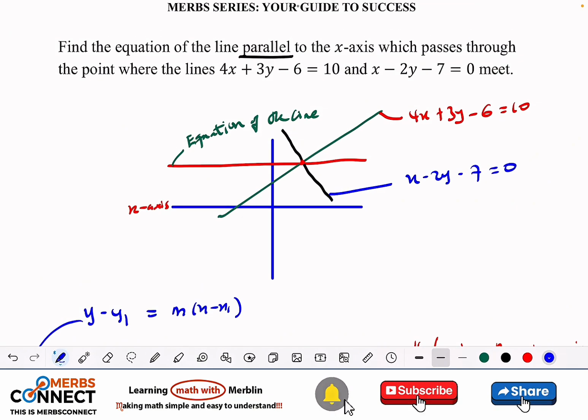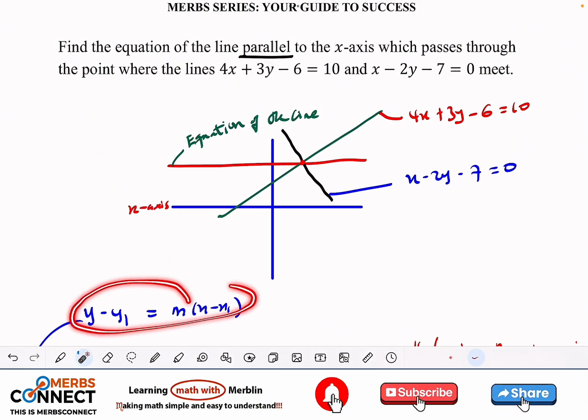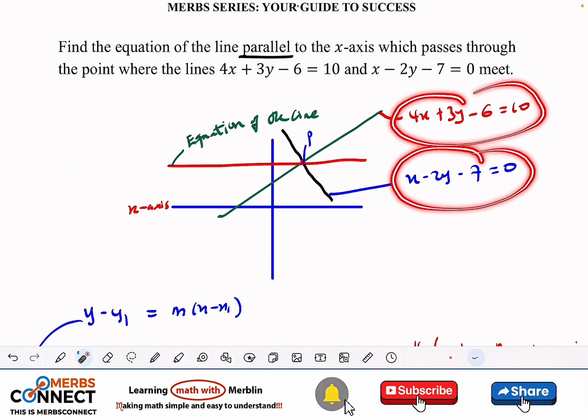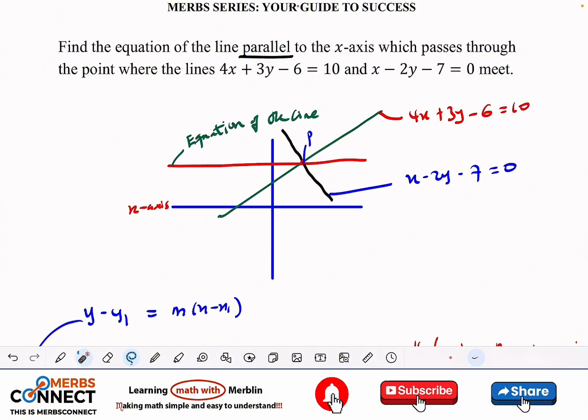But as we said, for us to form the equation of the line, we need the slope, which we know is 0, and we need a point. And then the point should be on this line. And for us to get the point, we need to solve this line and this line simultaneously so that we can get the point here. So let's assume that this point here is P. So that's what we need to look for. So let's solve this and this simultaneously and then try to get our function.